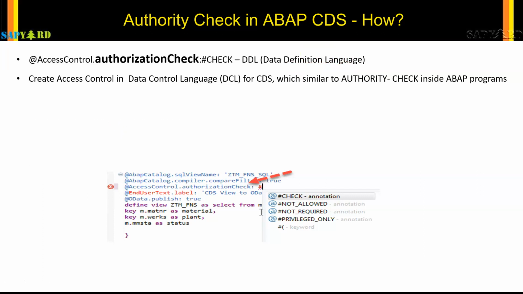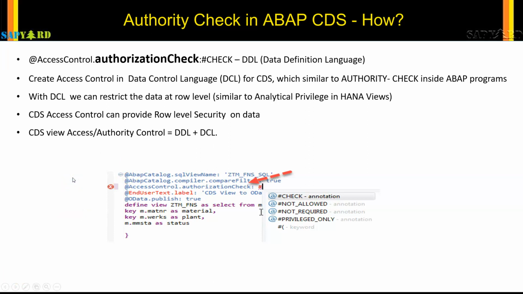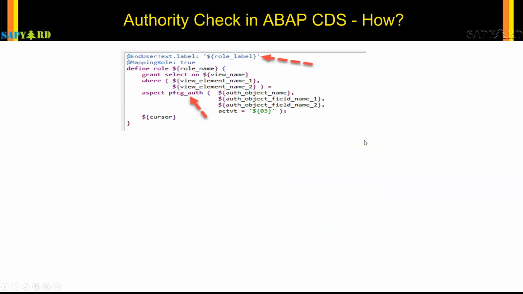Creating an access control is the same as creating an authorization check in ABAP programs. With the DCL, we can give instance level authorization, that is the data level or the row level or the granular level authorization, which is similar to the analytical privilege in HANA views. The next point is that with the CDS view, we can have row level security, and the overall CDS security is dependent on both the DDL and the DCL. So this is the DDL part, and we'll see the DCL part in the next slide. So this is the DCL.